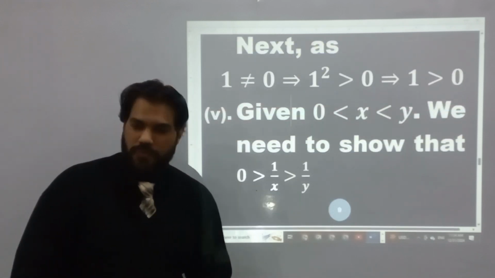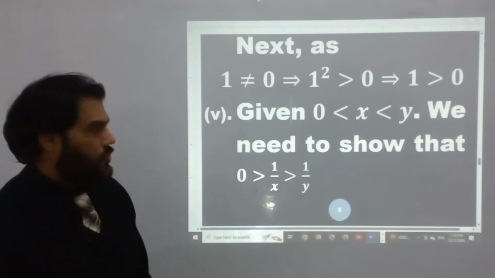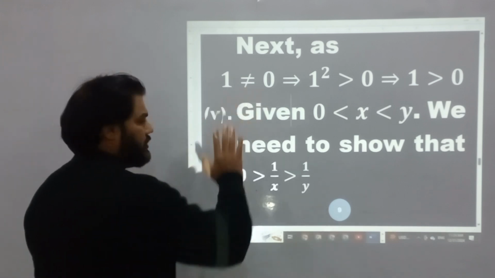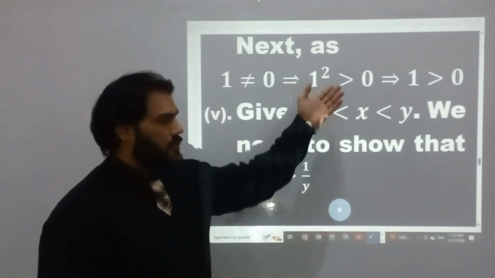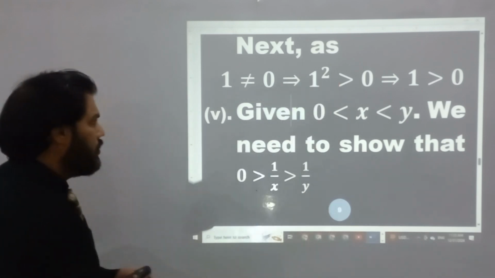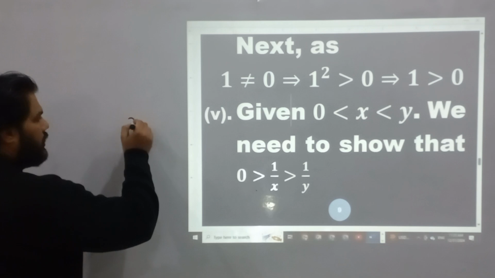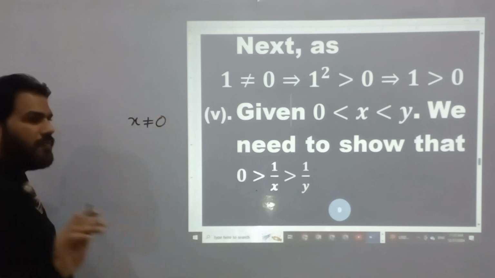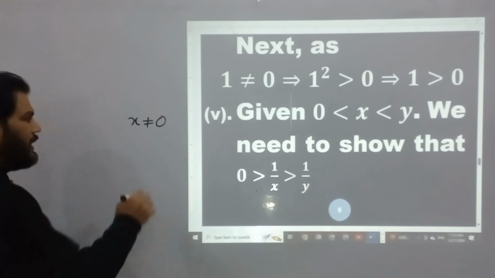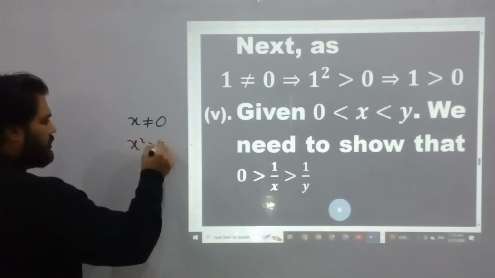Next we have to show that 1 is greater than 0, because 1 is not equal to 0. 1 is not equal to 0, so its square will be greater than 0. We have shown that if x is any non-zero real number, then its square is greater than 0.